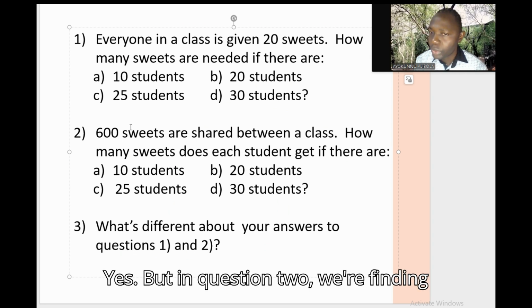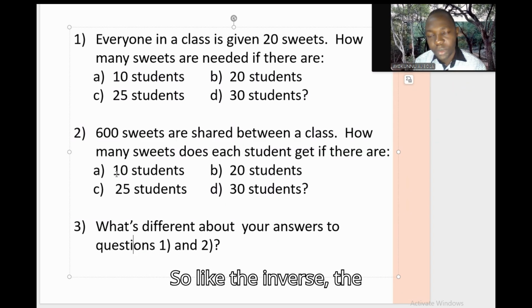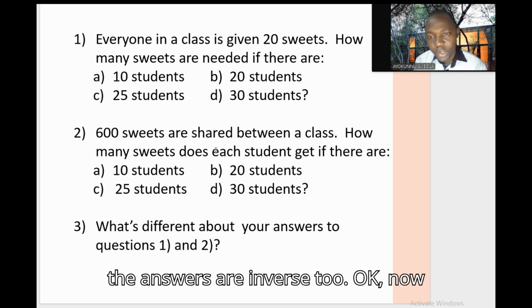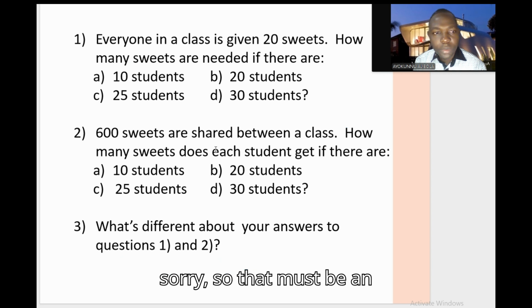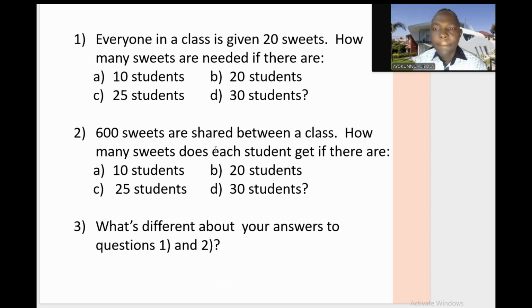Yes, but in question two, we're finding the number of sweets each student gets. So the questions are inverse, and that's why the answers are inverse too. Okay, now, let me see. So that must be an example of inverse proportion.